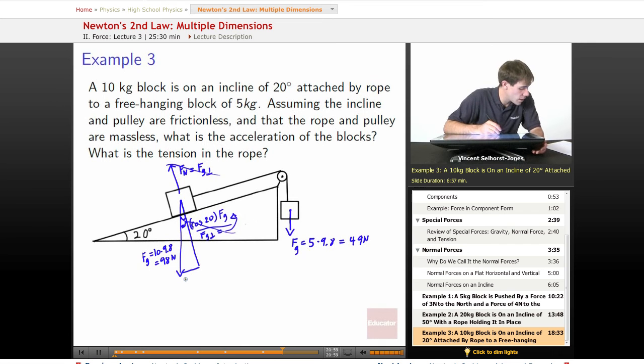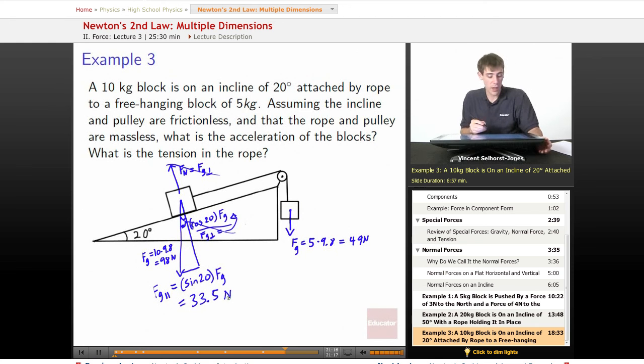How much is parallel? Well, that's going to be sine 20 times force of gravity. So force of gravity parallel is going to be equal to sine 20 times the force of gravity, which for this one is 33.5 newtons. So we've got the amount parallel, and we've got this amount here. Like before, we're going to consider this as the positive direction. So positive turns the corner and goes down. We're going to consider it the same as we did in the last lesson, where we worked on a similar problem.